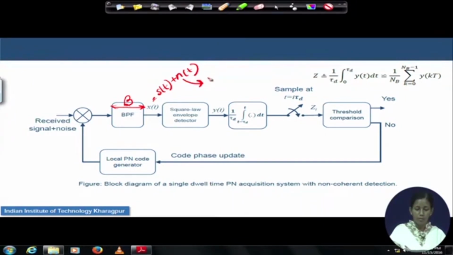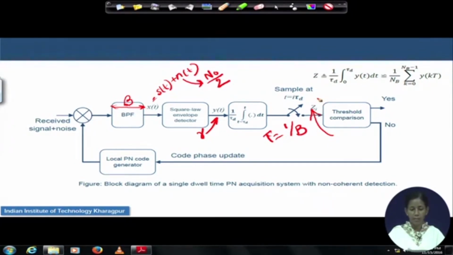Noise has a two-sided power spectral density of N0 by 2, and we saw that the square law envelope detector output has a non-central chi-square distribution in the presence of signal and a central chi-square distribution in the absence of signal, if I put capital A equal to 0 in the expression of the SNR gamma. Feeding y(t) into the integrate and dump receiver, with the sampler running at the Nyquist rate, that is at the rate of 1 by bandwidth B, the probability density function of Z also has a similar pattern of non-central and central chi-square distribution with Bessel functions, related to the presence and absence of the signal.